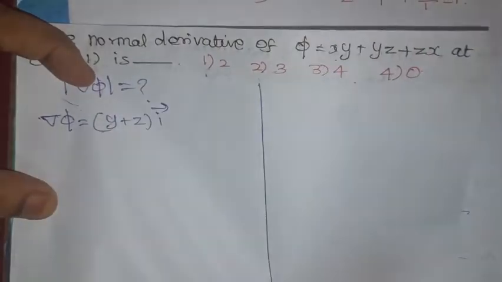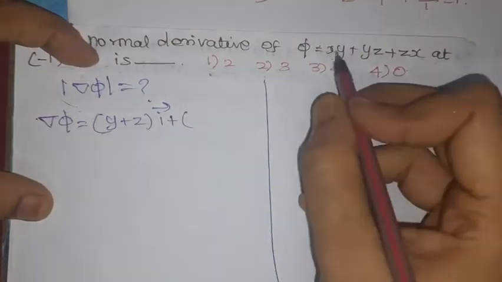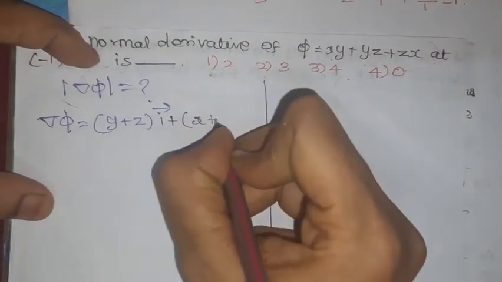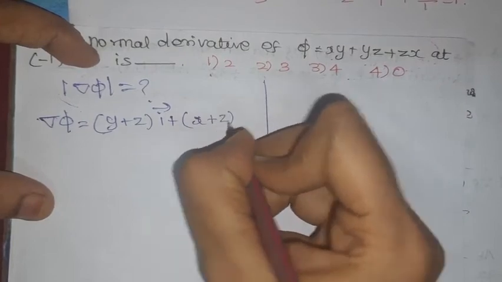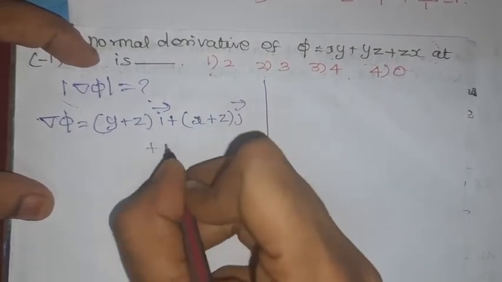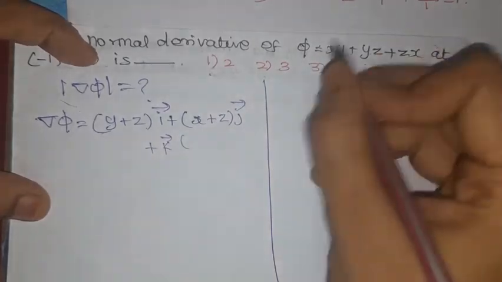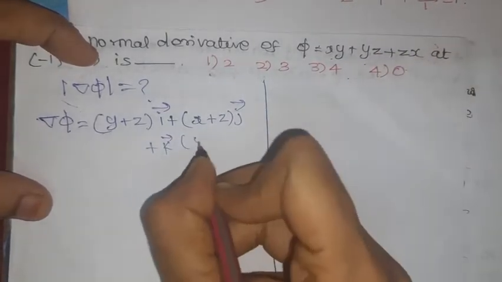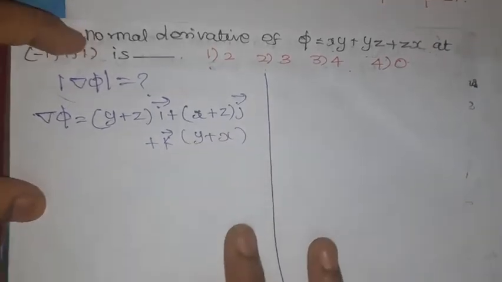Then dou by dou y of this, what we will get? X plus z into j. Then dou by dou z of this term, then what we will get? Y plus x. So this is del phi.